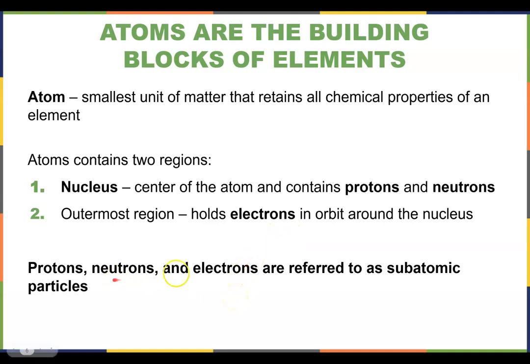And so these 3 things together, protons, neutrons, electrons, are all called subatomic particles. So you may have heard that term before. It just refers to those 3 things that make up an atom.